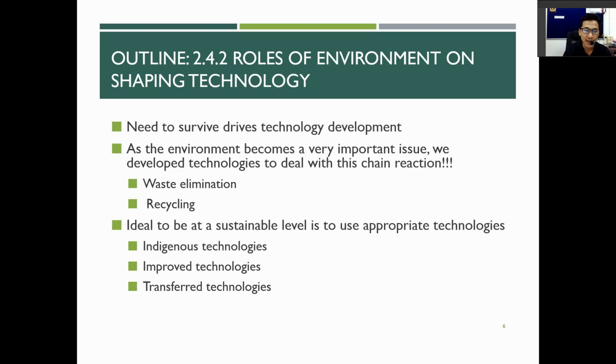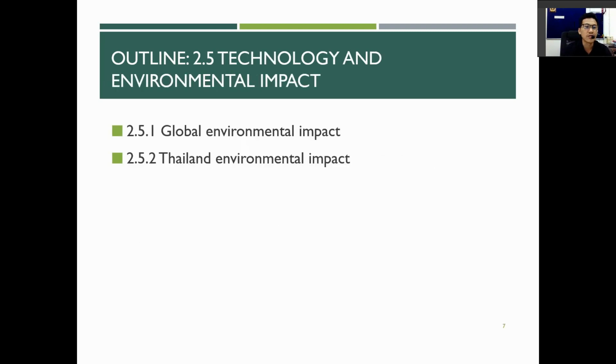Ideal to be at the sustainable level is to use appropriate technology. This is the keyword. You can use the indigenous technology that you already had way back in the past, adapt it, improve it, and also transfer technology from abroad, which we call technology transfer. We have to use it wisely. That's the key part. An appropriate approach is probably the best way to take advantage of technology without causing any environmental issue as well.